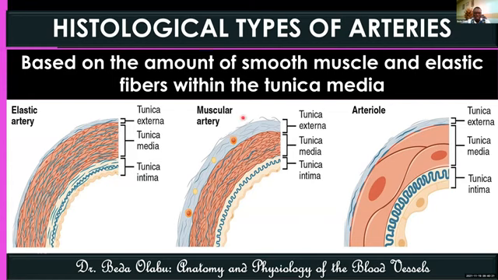The second histological type is muscular artery. The unique thing about a muscular artery is that it has a very thick tunica adventitia, as you can see there. It also has a very prominent internal elastic lamina. This is the prominent internal elastic lamina that it has. And then the tunica media of muscular arteries has predominant vascular smooth muscle. So there's more vascular smooth muscle within the tunica media.